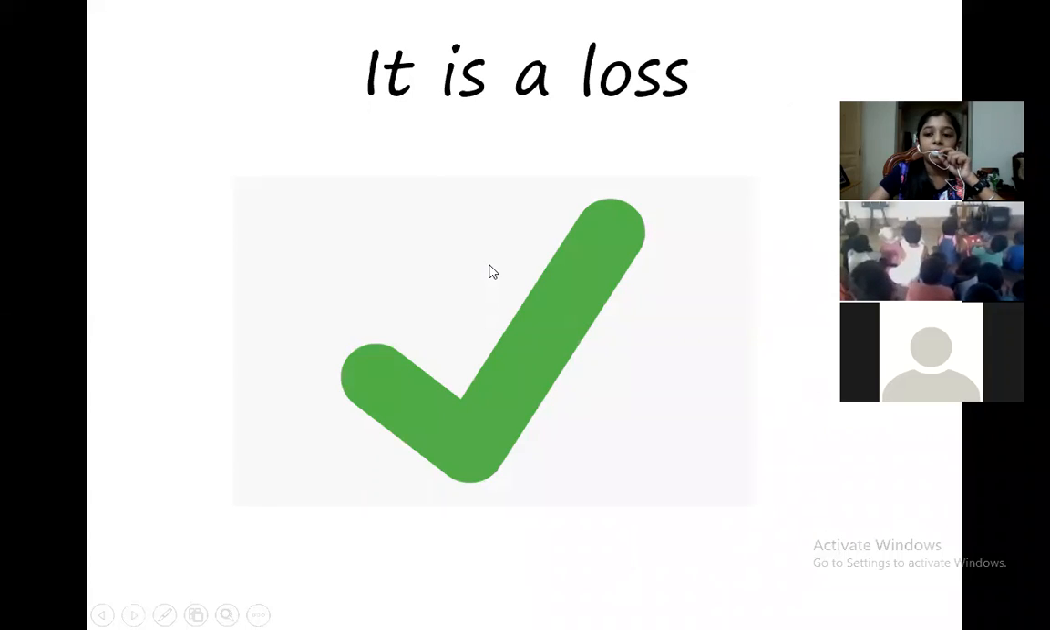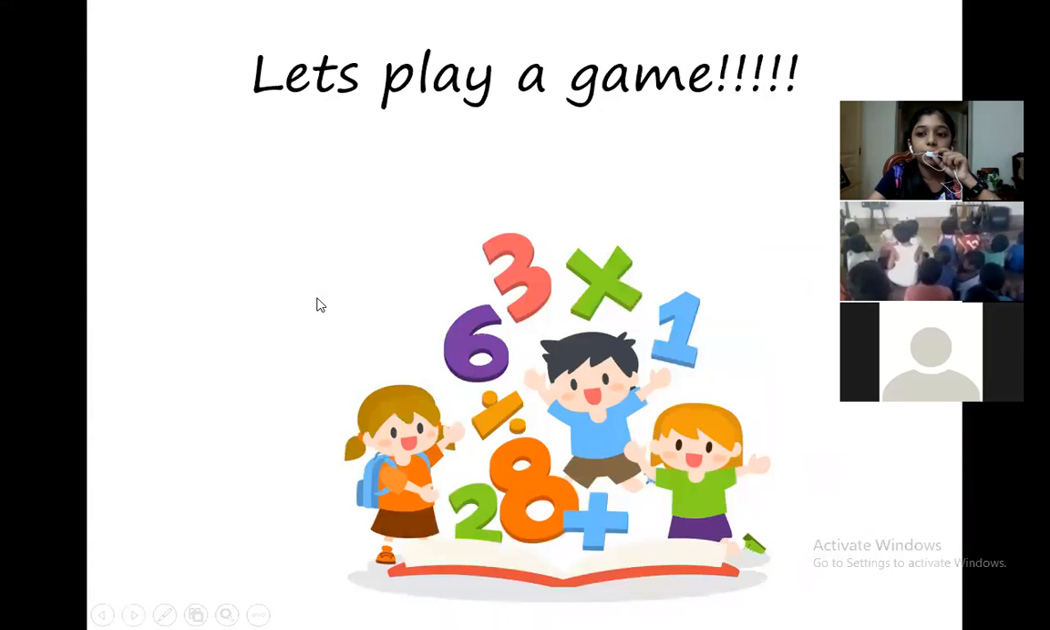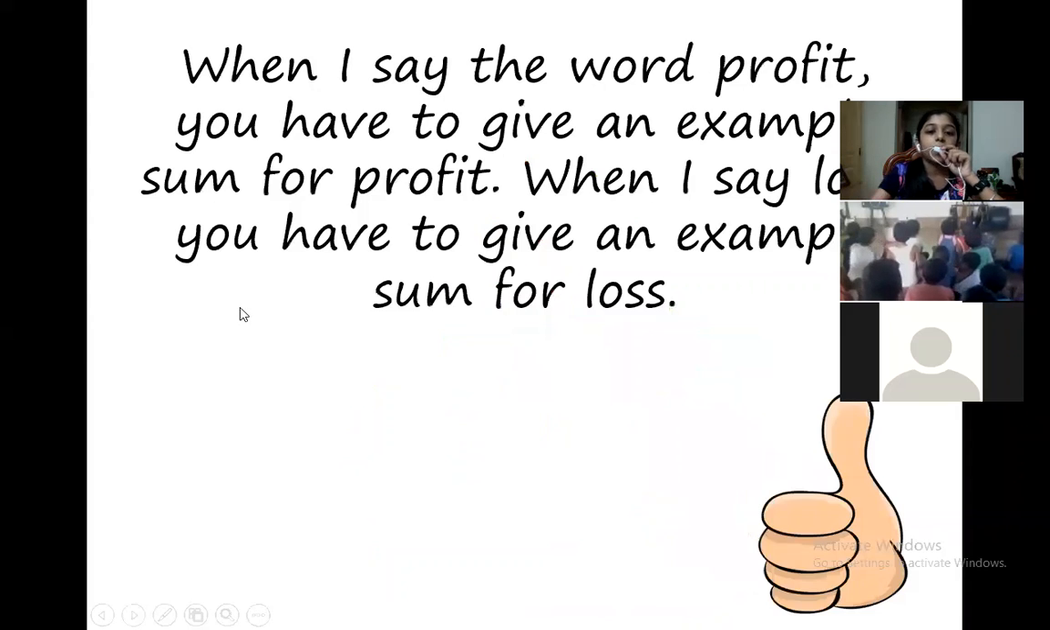Okay. So now we have a small game. The game is, when I say the word profit, you have to give an example sum for profit. When I say the word loss, you have to give an example sum for loss. Okay. Easy. When I say profit, I'll give you 1 minute to think of a question. After thinking, you just say the question to me, okay?